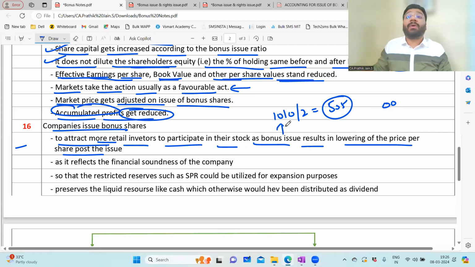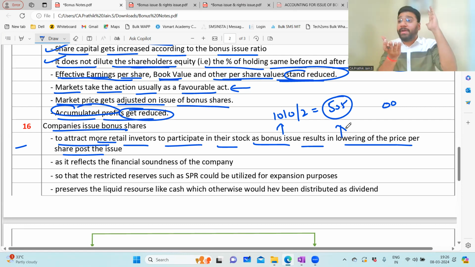So now initially what happened? My share was trading for 1,000 rupees. People were hesitant. Who will buy for 1,000 rupees? Are you a very expensive share? Now the moment the bonus is issued, the market price of the shares is reduced to 505 rupees. Now people will feel, 500 rupees, now we can buy. The share which I was getting for 1,000 rupees, now I'm getting it for 500 rupees. So people will be more attracted to buy the shares of the company.